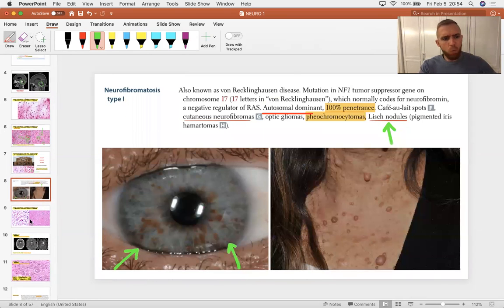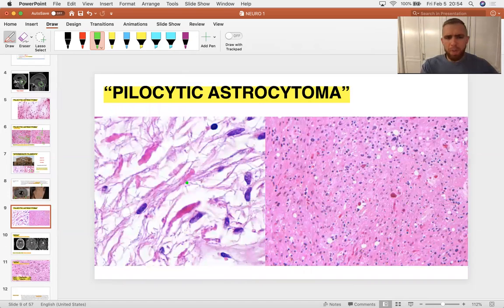We looked at NF1. Here's a couple more images of the pilocytic astrocytoma. Notice your Rosenthal fibers. And look, this is a pretty easy point and click diagnostic question. They tell you it's GFAP positive. They show you the fibers. They show you the cyst. What more could you want?